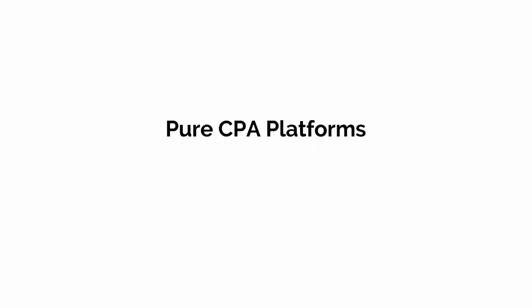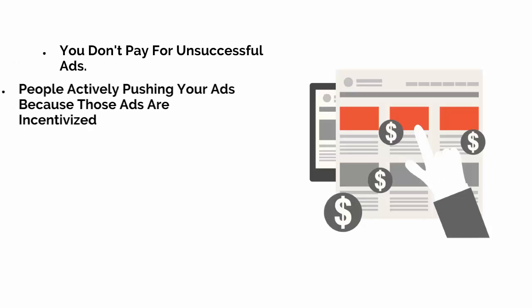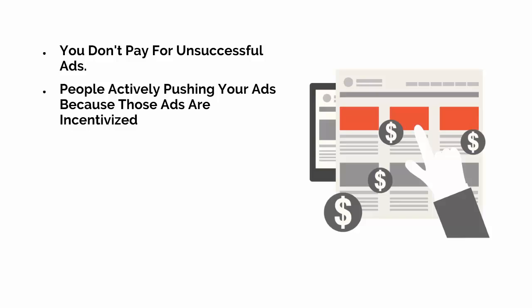First of all, you have the option of going purely CPA with something like Max Bounty, AdGate Media, AdSend Media, or CPA Lead. These charge you only for each acquisition and put your ads onto the websites of thousands of participating advertisers. On the positive side, this option means you don't pay for unsuccessful ads. At the same time, you have people actively pushing your ads because those ads are incentivized.